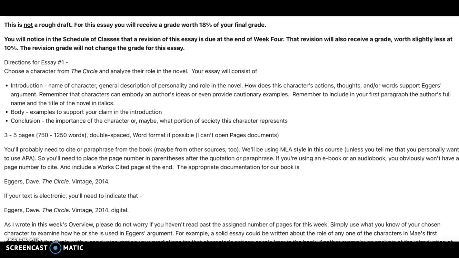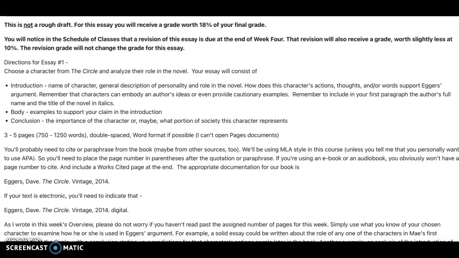Hi, Beth again, talking about your character analysis. This is our first longish essay for the course. First week, we did a personal narrative. Second week, I asked you to do a rhetorical analysis. And now we're changing a little bit and doing a character analysis.